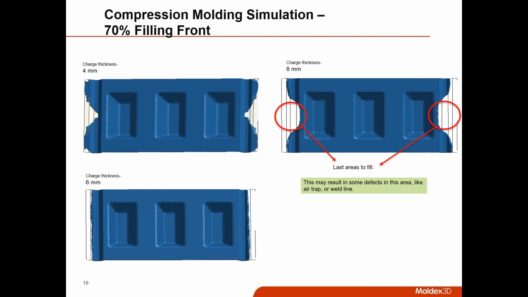Okay, so for example, top left, we have a 4 millimeter charge in thickness. Again, the overall volume of the charge is the same. It's just the thickness that's changing. We can see that the fill pattern is different from the 8 millimeter charge and the 6 millimeter charge, with the 6 millimeter charge at 70% resulting in the most equal flow progression through the part during the compression stage.